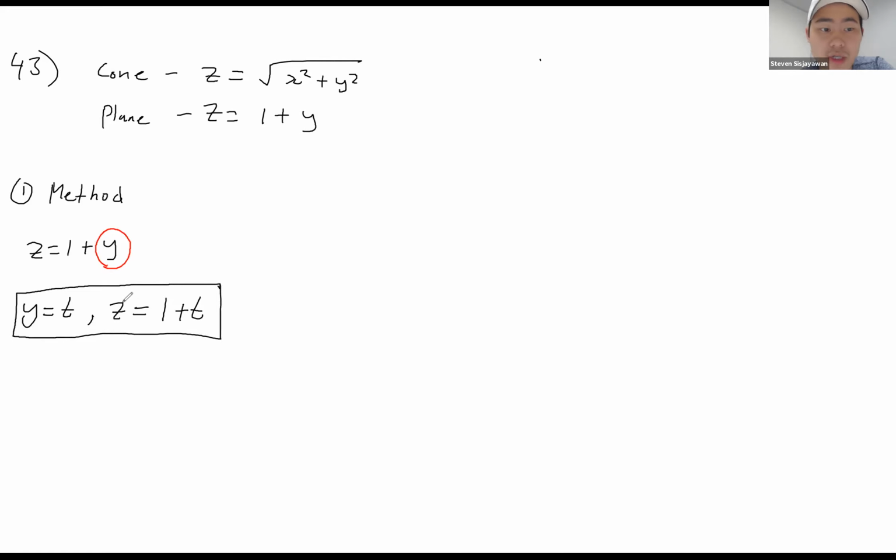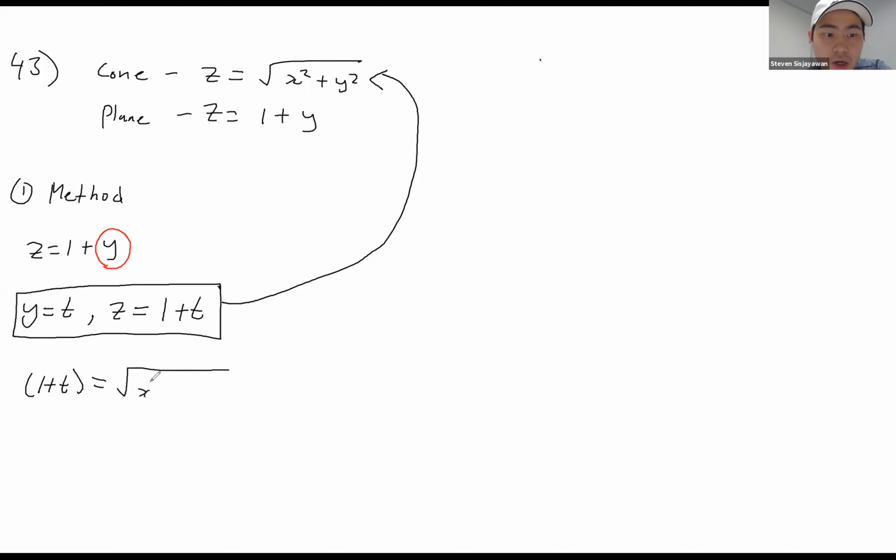All right, so I have the y and z. The only thing I'm missing is the x, right? And that's when I'm going to refer back to my first equation, the cone equation. So I'm going to refer to these two up here and single out x. So let's plug it in. For z, I have 1 plus t, and that is equal to the square root of x squared, since we're trying to figure out what x is, plus y squared, which is just t squared. And so singling out x, I get 1 plus t squared, which is equal to x squared plus t squared.